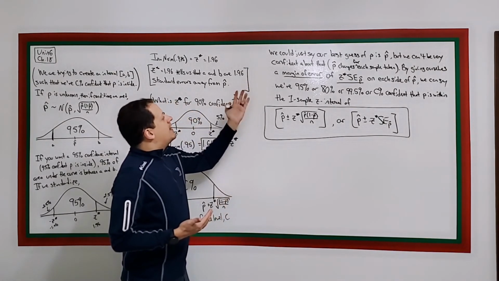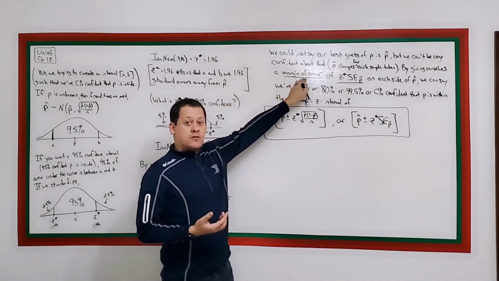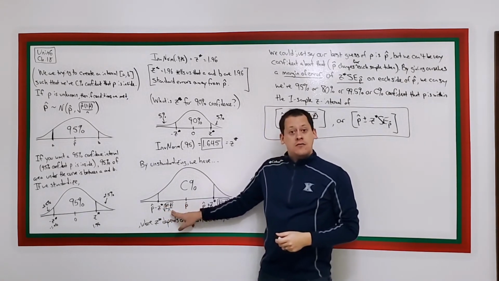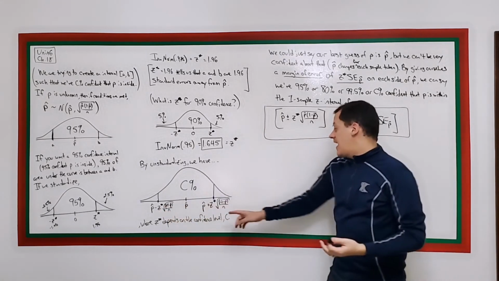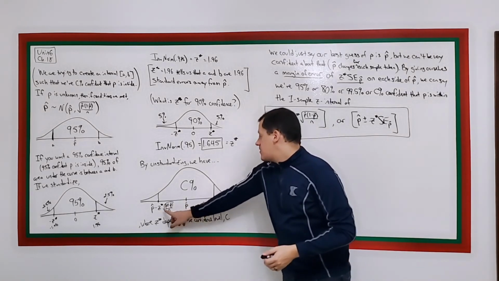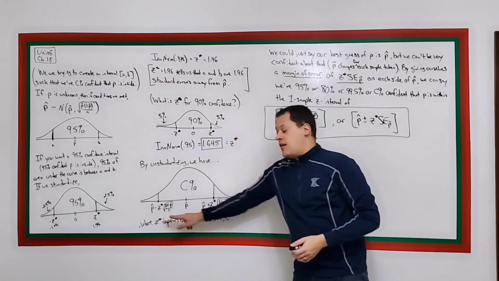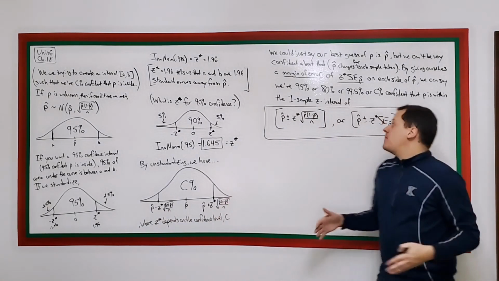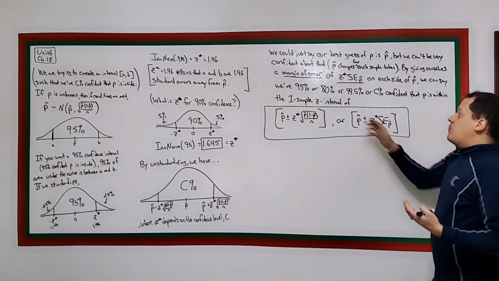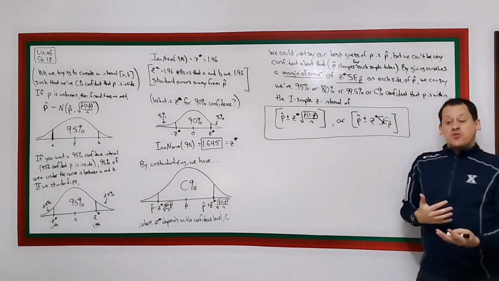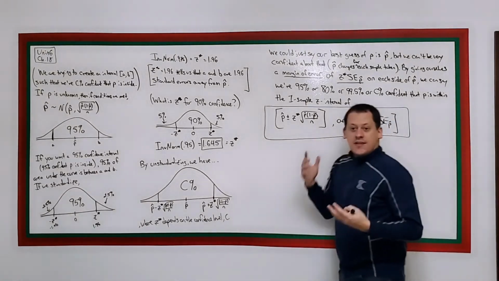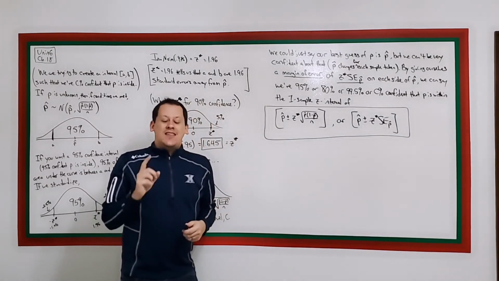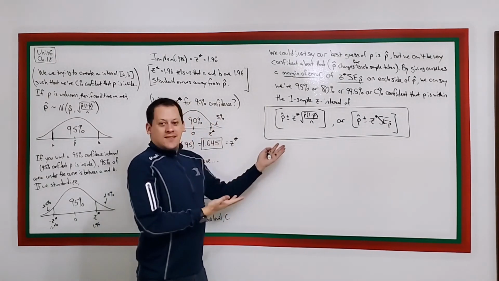So by giving ourselves a margin of error of z star times the standard error of the sampling distribution on either side of p hat, that's what we're doing here. We're subtracting z star times the standard error here. We're adding z star times the standard error here. By giving ourselves that margin of error, then we can say that we are 95% or 80% or 99.5% or whatever, C% confident that p is within the one sample z interval of this.